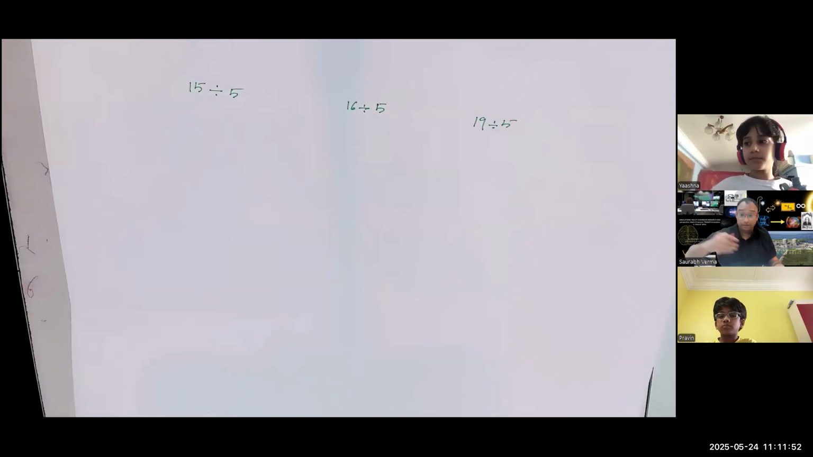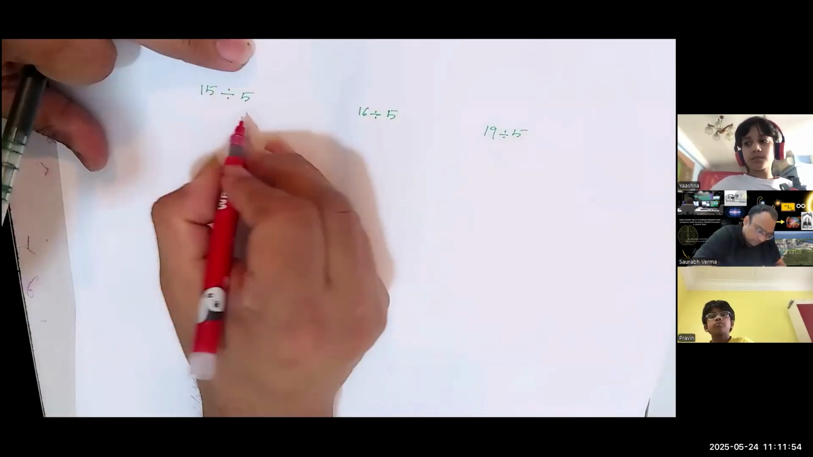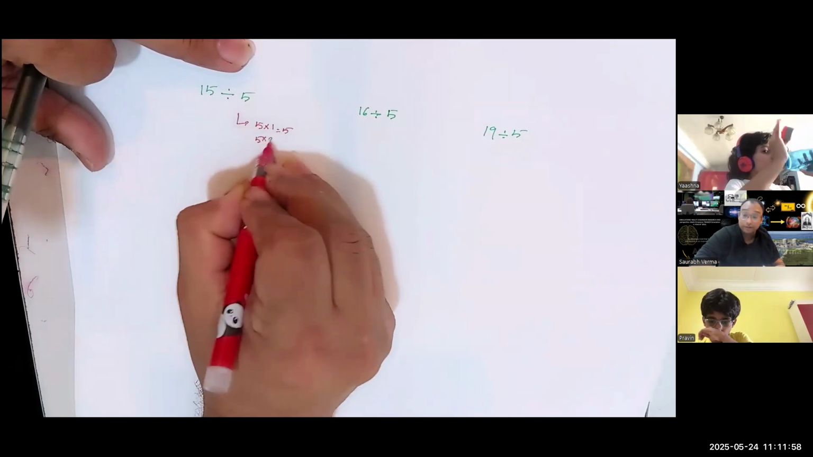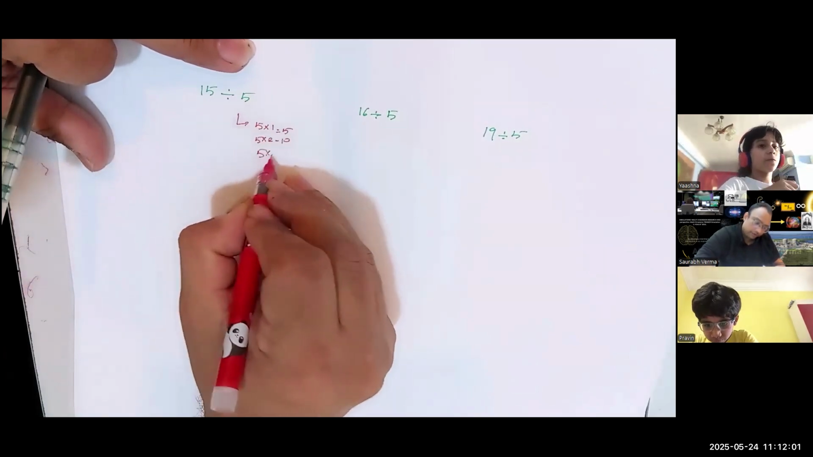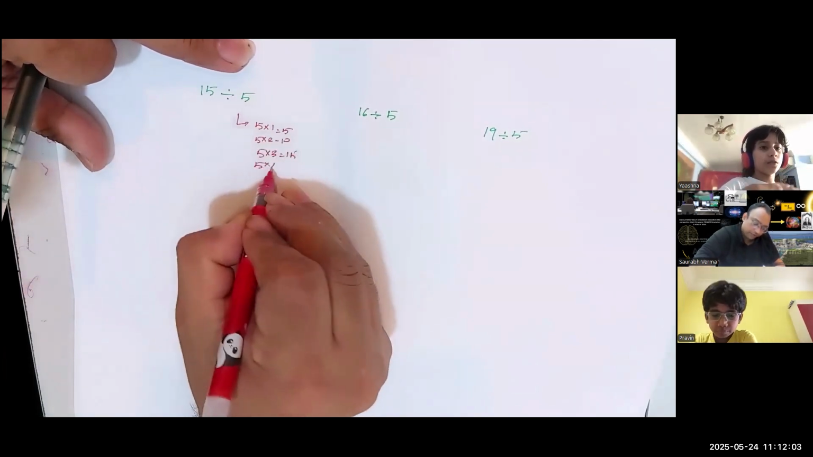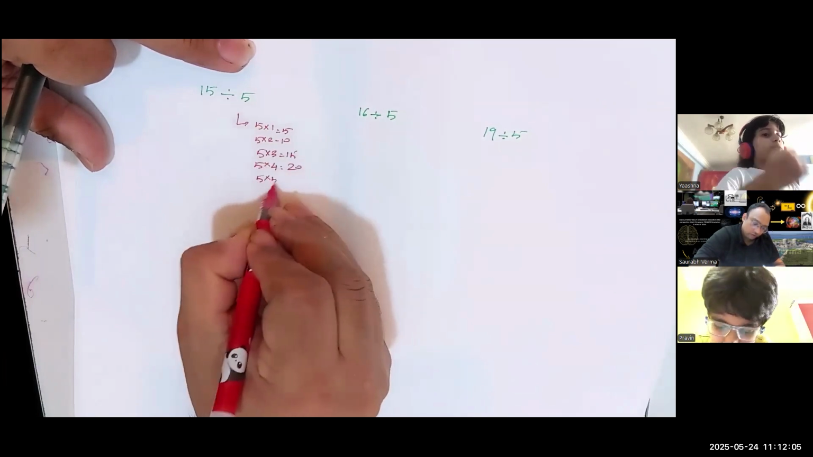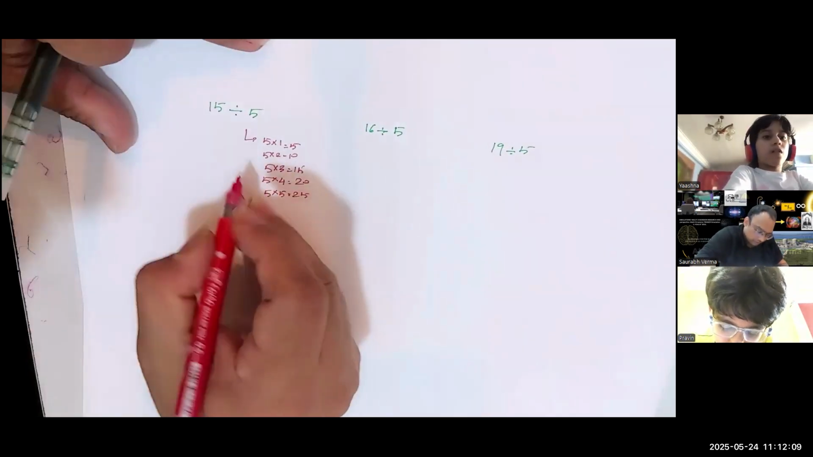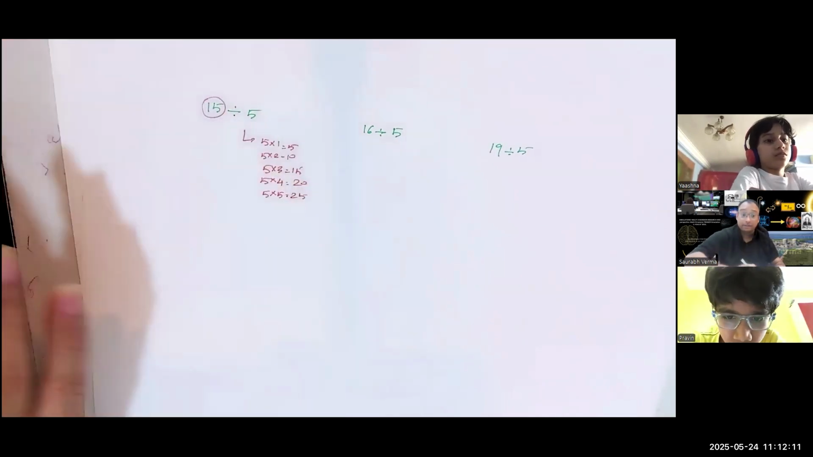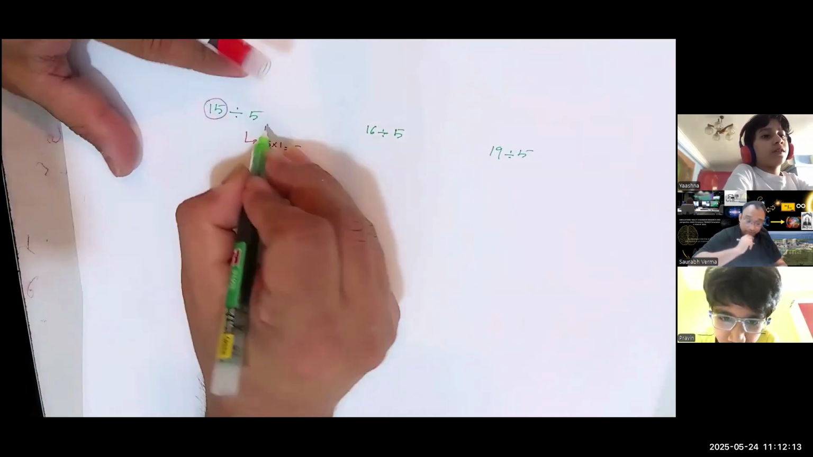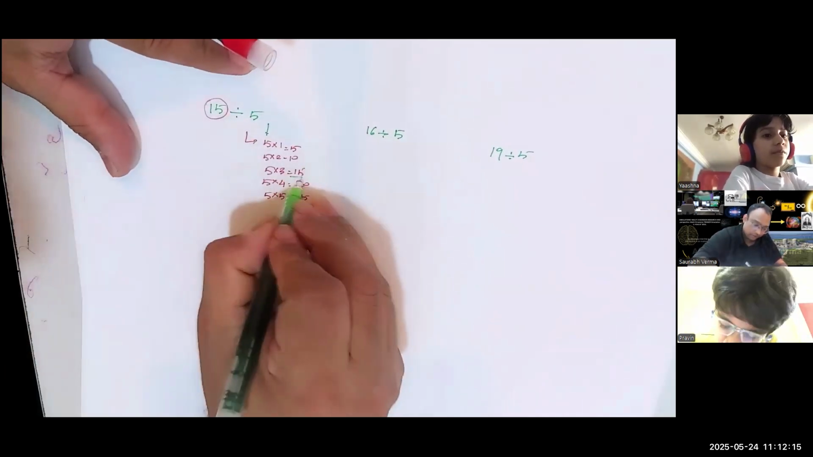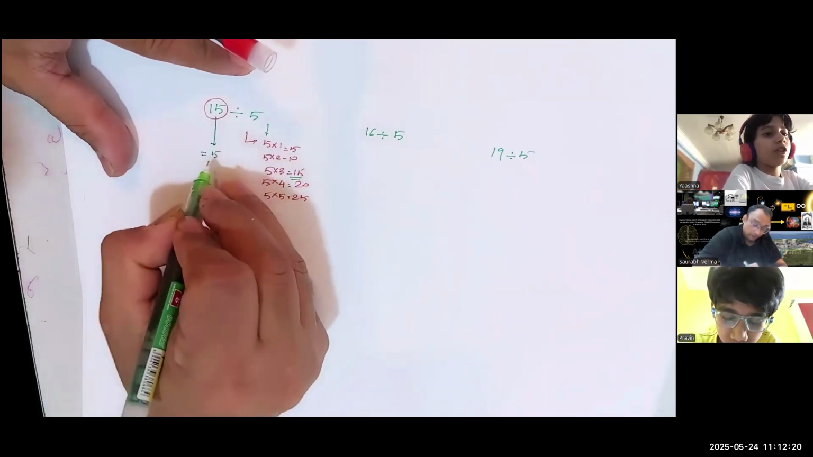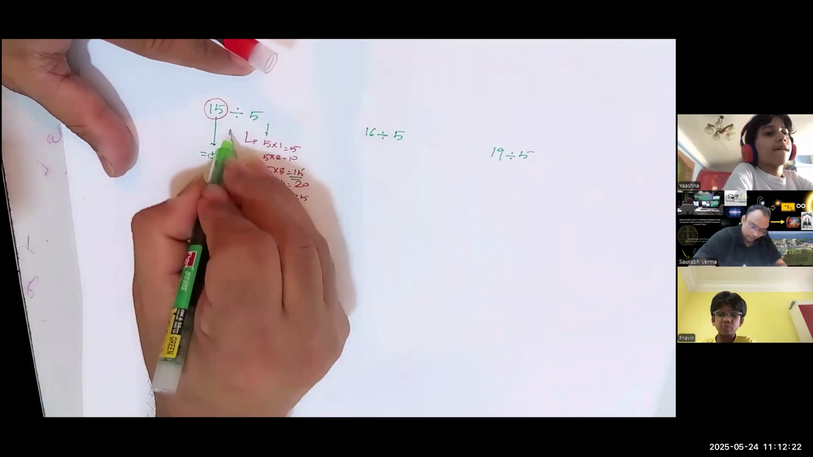See how I am doing it. You know the times table of 5? 5 times 1, 5. 5 times 2, 10. 5 times 3, 15. 5 times 4, 20. 5 times 5, 25. Only 25 we take, because 19 is the maximum number. Now, is the 15 coming in the times table of 5? Yes, 3. So 15 divided by 5 equals 3. So the answer is 3. Very good.